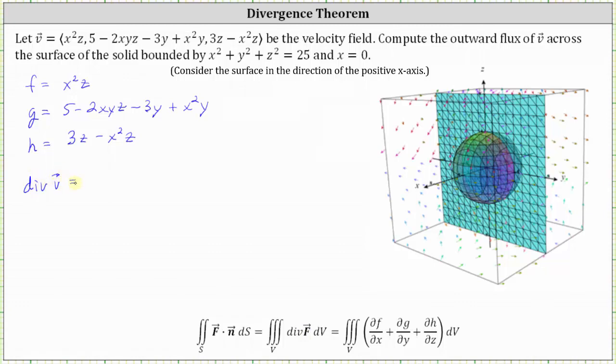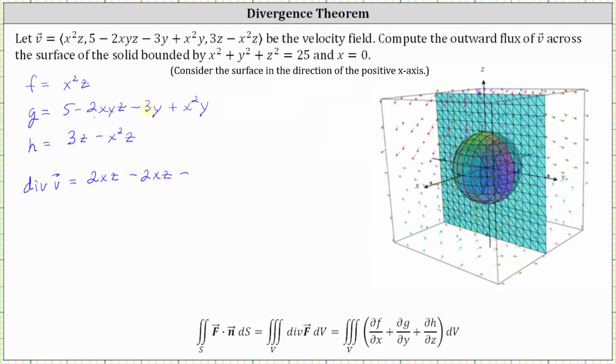Which is equal to the partial of f with respect to x, which is the derivative of x squared z with respect to x, treating z as a constant, which is 2xz. And then we have plus the partial of g with respect to y. So now we differentiate g with respect to y, treating x and z as constants. The derivative of 5 with respect to y is 0. The derivative of negative 2xyz with respect to y, treating x and z as constants, would be negative 2xz. Let's write that as minus 2xz.